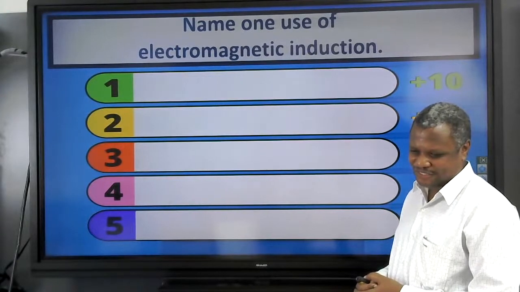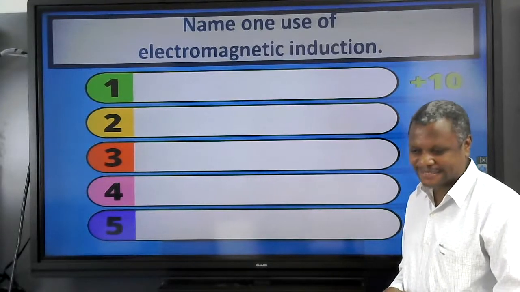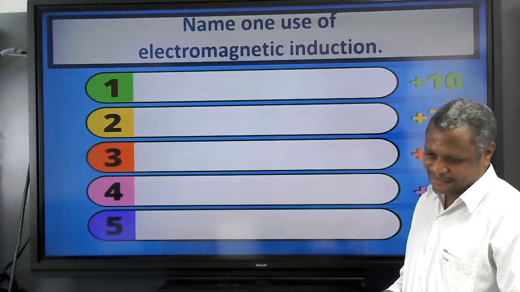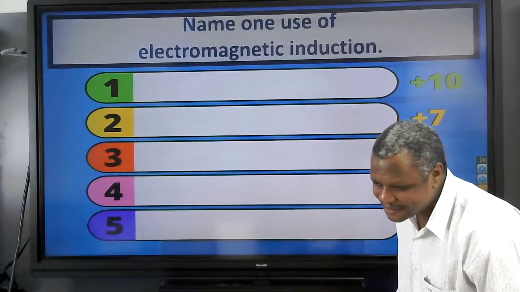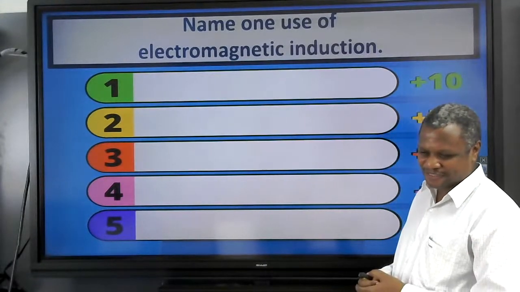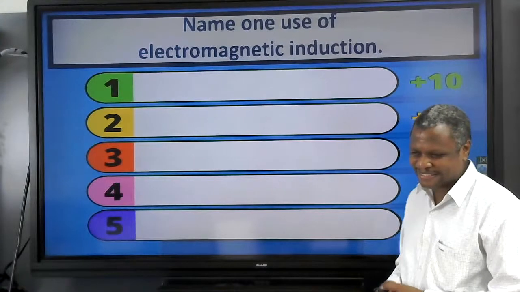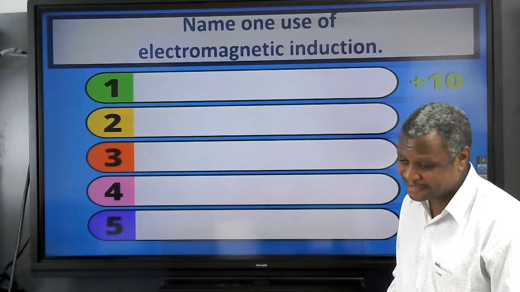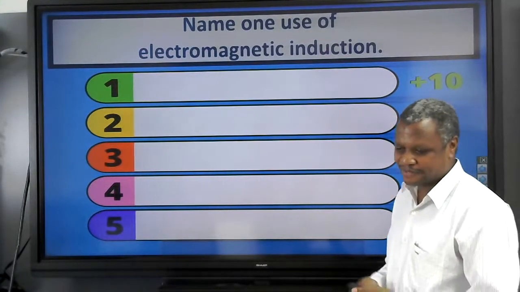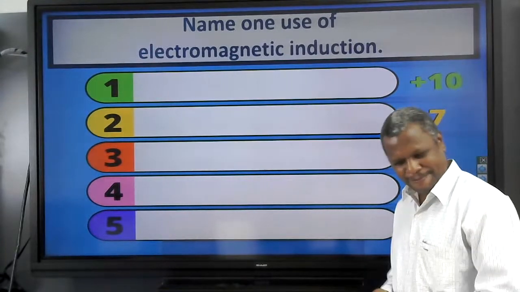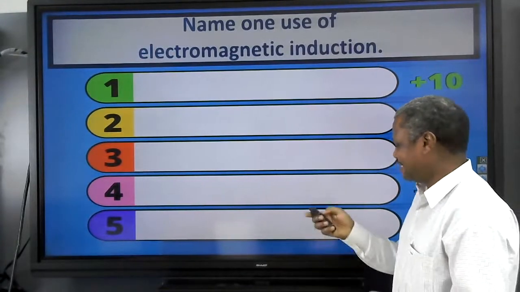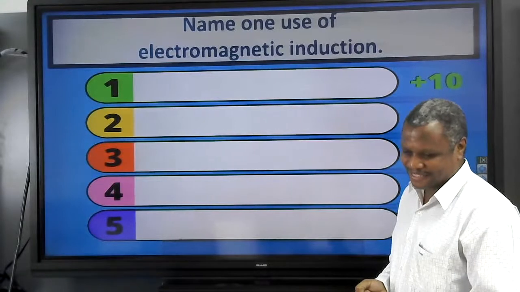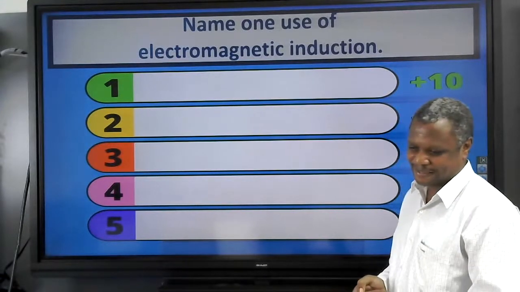Generate electricity, generator, okay. Headphone, credit or debit card, perfect, that's correct. Credit card, CT scan, perfect. ATM card, still credit card or debit card, perfect. Buzzer, interesting answers. Magnetic door, good. Another one.